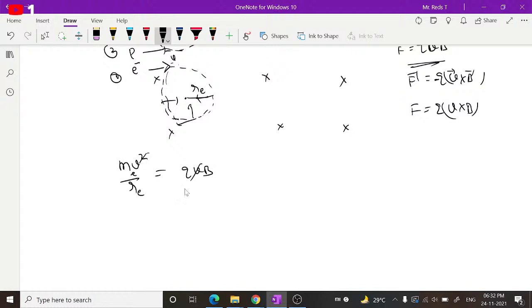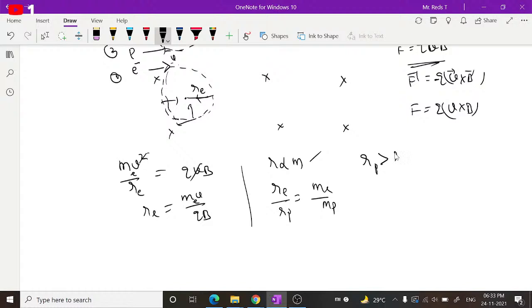On simplifying this, you can say the radius r_e is equal to m v by Q B, with the mass of the electron. As all others are constants, I can say R is directly proportional to mass. So radius of electron by radius of proton is equal to mass of electron by mass of proton. As the mass of proton is greater, obviously from this itself we can say that the mass of electron is lesser than the mass of proton, meaning the radius of proton will be greater than the radius of electron. One thing you can understand.